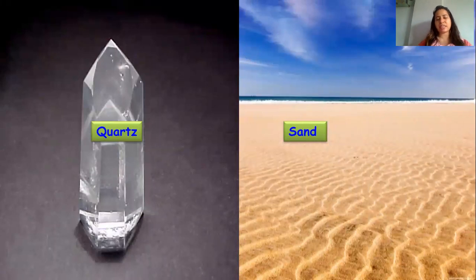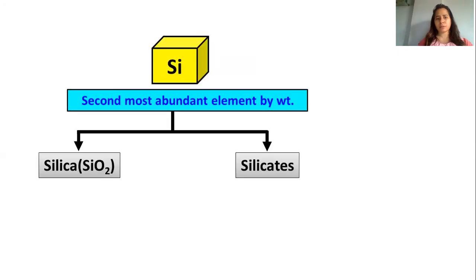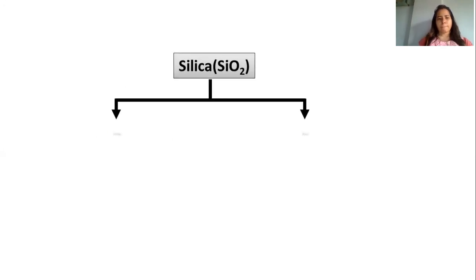And as I said, silica is nothing but sand. Therefore, we find silicon as the second most abundant element in the Earth's crust. So you can write down silicon, second most abundant element in the Earth's crust. Write down silica, silicates. And silica can be in two forms, crystalline and amorphous. Crystalline is quartz, amorphous is sand.